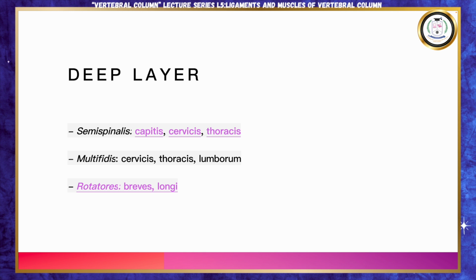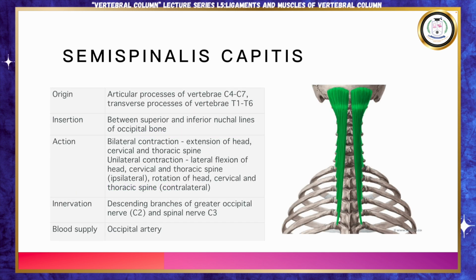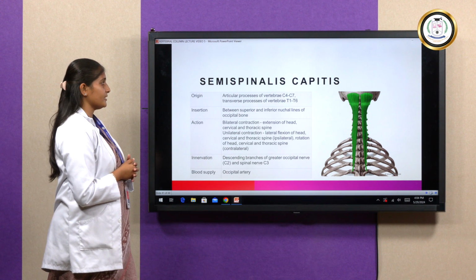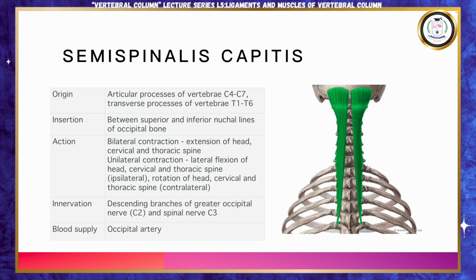Here we have semispinalis, multifidus and rotators. First, we'll see about the semispinalis capitis. The origin is from the articular process of the vertebra from C4 to C7 and transverse process of vertebra from T1 to T6. Then the muscle gets inserted between the superior and inferior nuchal lines of the occipital bone.